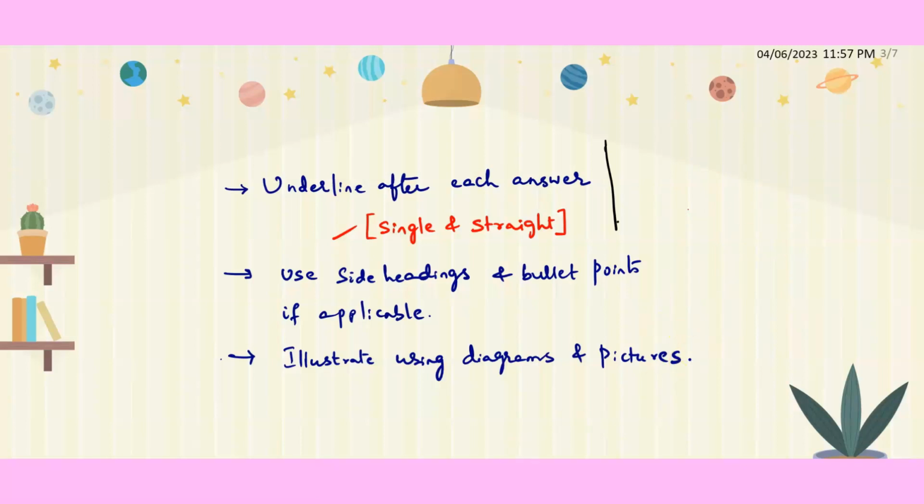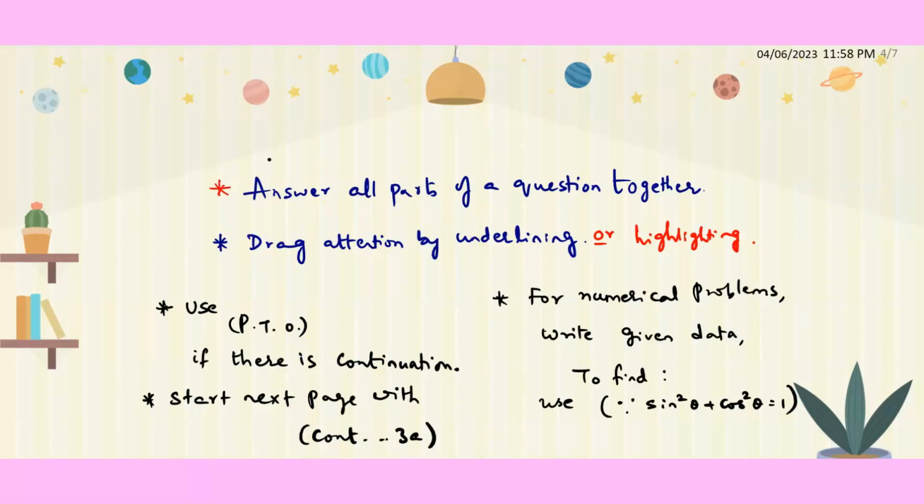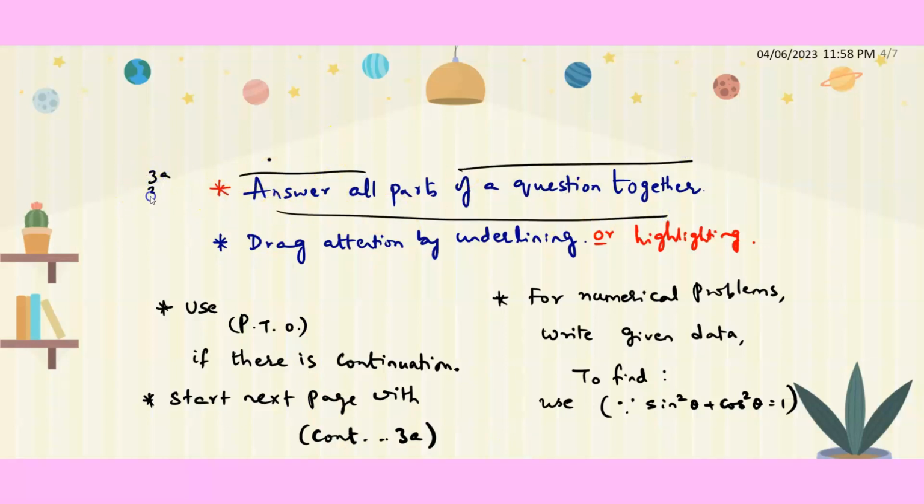And for management or humanities subjects, or where theoretical things are there, it is better to use side headings and bullet points. Then also use more drawings and pictures, so that you can convey your message in a better manner. Also one more tip is to answer all the parts of a question together. Generally if you have 3a, 3b, 3c, try to answer them together.